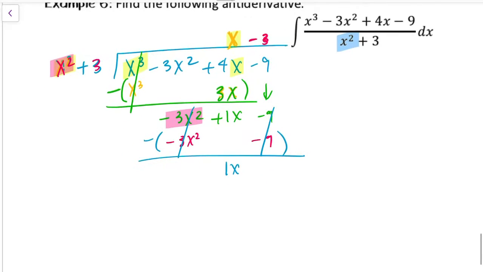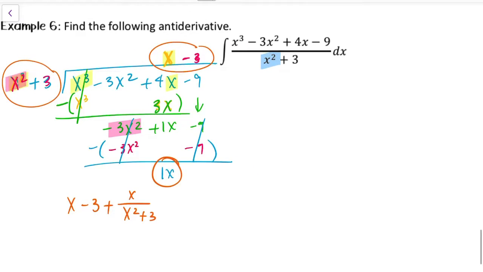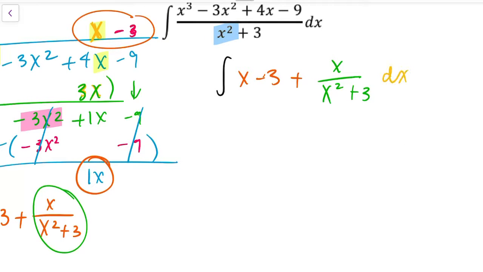So then when we do polynomial long division, our answer is going to be our quotient, that x minus 3, and then plus the remainder written as a fraction with the divisor as your denominator. So now, as opposed to integrating that ugly rational function, it's slightly better because it involves power rule. So it's going to be the antiderivative of x minus 3, which is just going to be power rule, plus our one function that we now have, x over x squared plus 3, one rational function, excuse me, with respect to x.